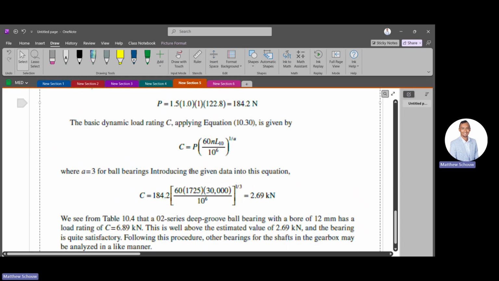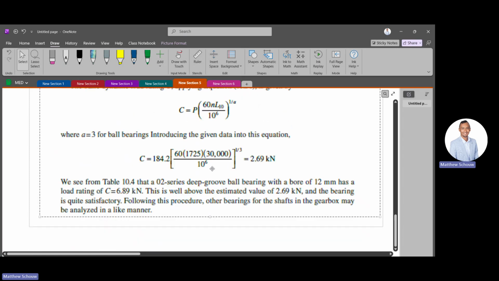you want to input all the values. So P would be your radial load. The life was given as 30,000, right? So that's given to you. We know the exponent is 1/3, that is your deep groove ball bearing. 10 to the power 6, you've got your rotational speed. You compute and you get C. You'll notice you get a value of 2.69 kilonewtons.